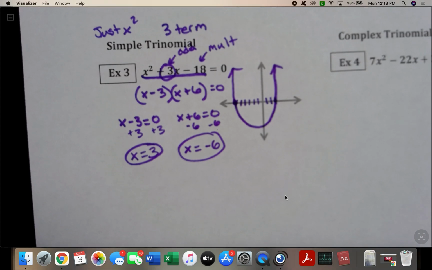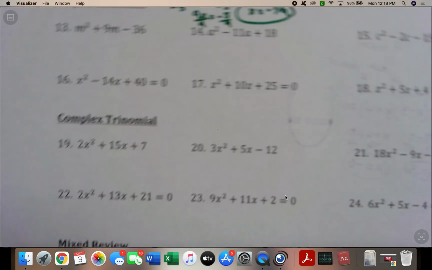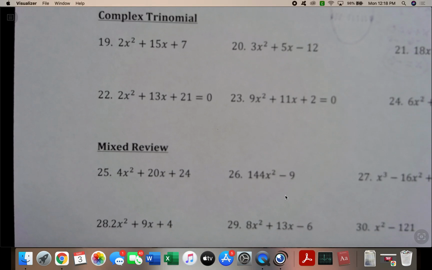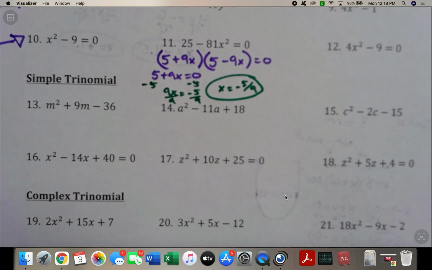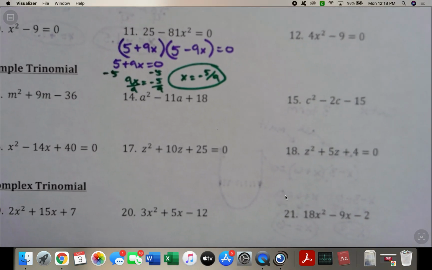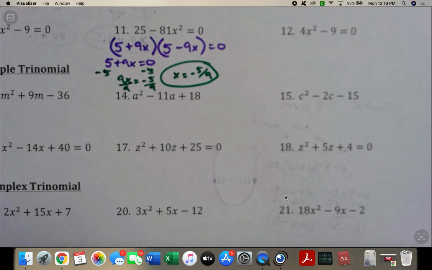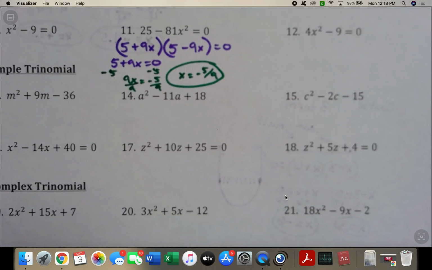On the back side, you've got 6 of those. The top 3, you can leave just with the parentheses. The bottom 3, you have to set equal to 0. There are simple trinomials on the mixed review that are also greatest common factors. The 25 and the 27 that you broke down are also simple trinomials, and you have to break them down as well. We'll do one of those together. So just do 1 through 6, and then we'll go down to 25 and 27.